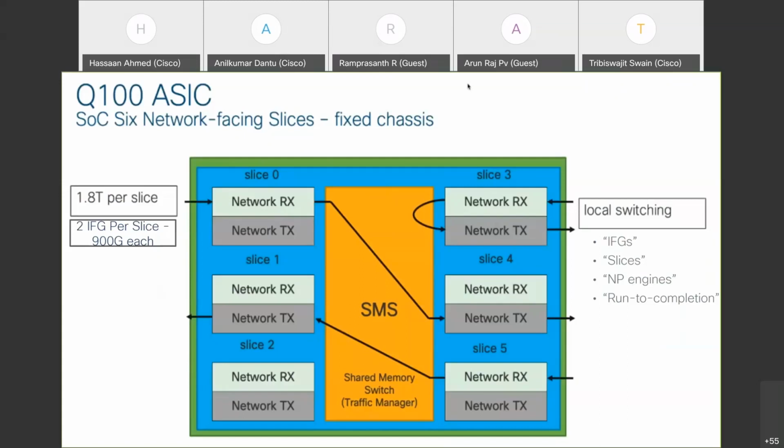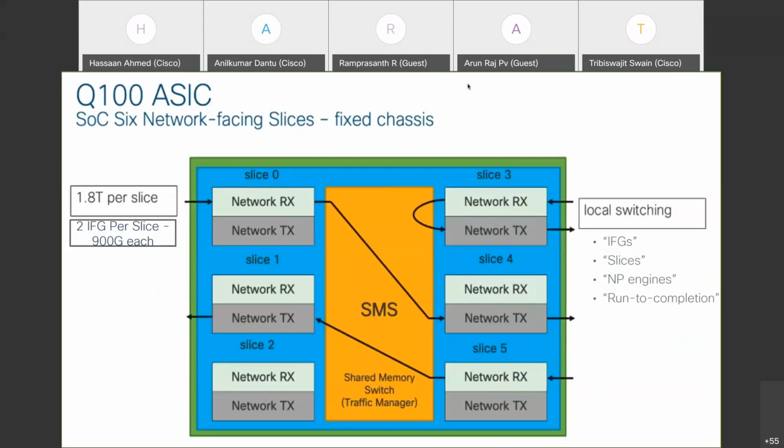Plus, you have a couple of terms that we should be aware of. Apart from slices, you have interface groups. A set of interfaces form an interface group, and 2 such interface groups are allocated to a slice. Each slice can handle 1.8 Tbps of bandwidth. So you have 6 slices, 1.8 into 6 equals 10.8 Tbps. So all your interfaces would be grouped as an interface group, and a set of 2 such interface groups will be part of a slice. And you have 6 internal slices in your NPU.